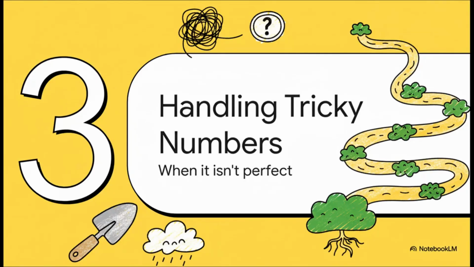So we've got our definitions and we've got our superpowers. But what happens when things get messy? Well, welcome to part 3, handling tricky numbers. Let's see what happens when our garden isn't a perfect square anymore.